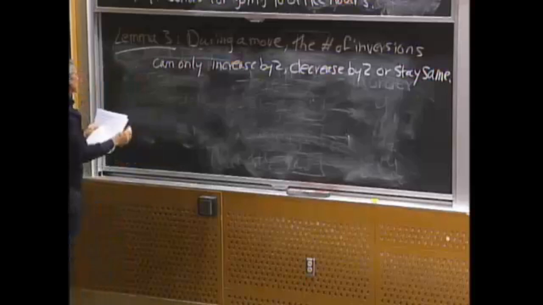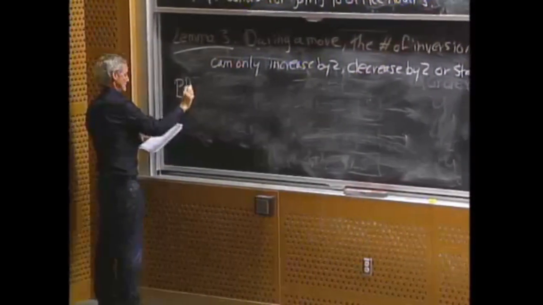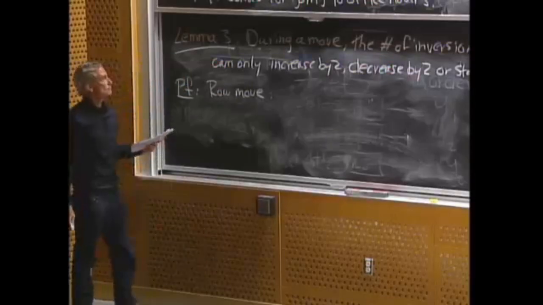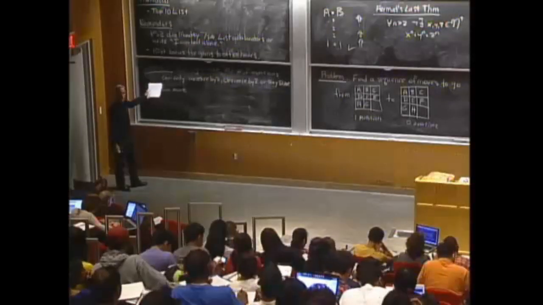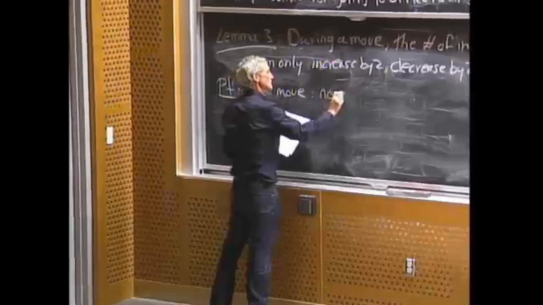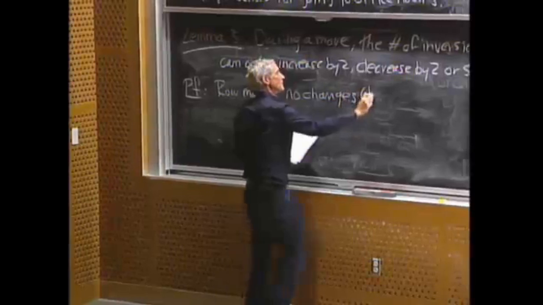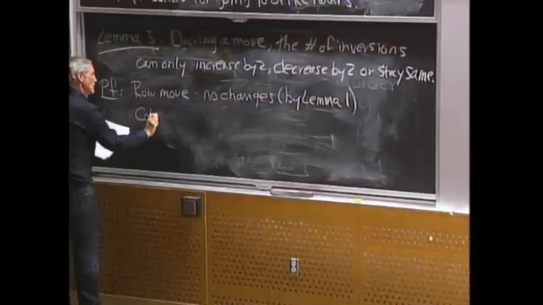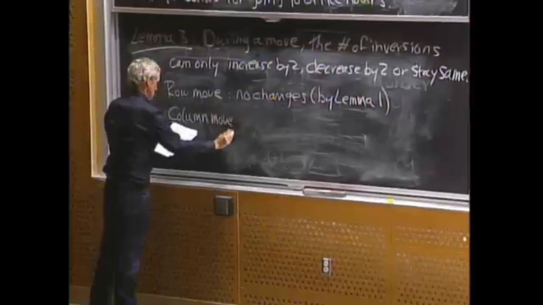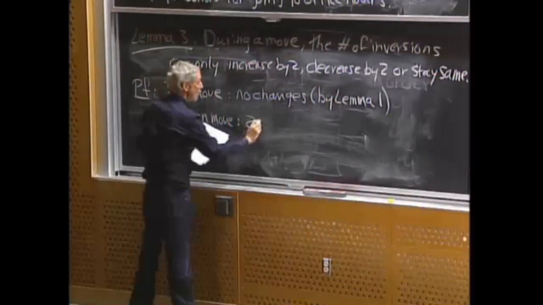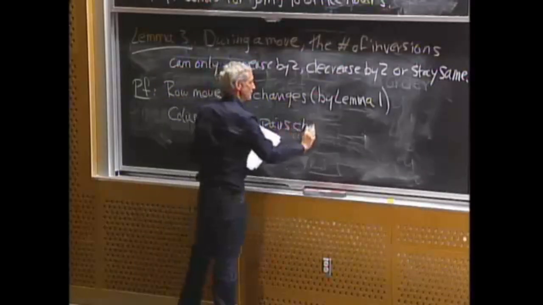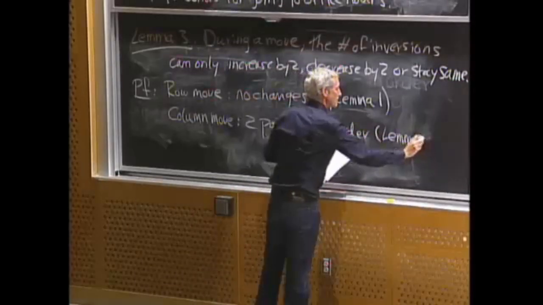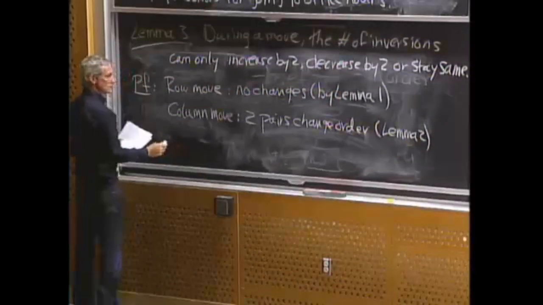All right, and this proof is pretty easy. There's a couple of cases. In a row move, what happens? How does the number of inversions change in a row move? Stays the same. No changes. And that's by lemma 1. Now in a column move, there's 3 cases. Well, we know 2 pairs change order. That's lemma 2. But the 3 cases are, let me start on the next board.